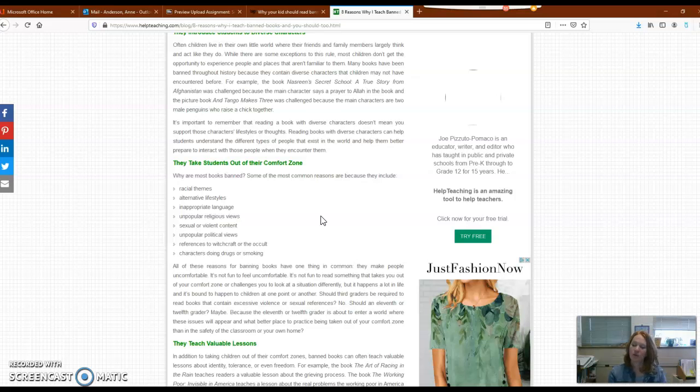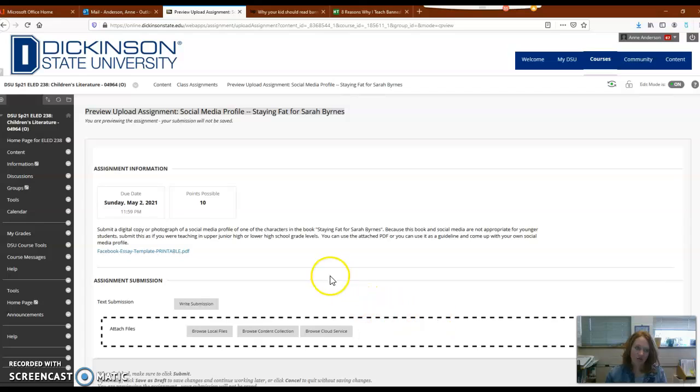Okay, so your assignment is to upload right here the social media profile for one of the characters in this book. It can be Sarah, the main character, or her friend. I think her friend's name is Eric. Yeah, Eric. Those two are the main two, but there are other people in the book as well, so you can pick what you want. This is not going to take you long. If you are into controversial books, you will get through this in a night. Seriously, it's one of those page turners that's going to keep you reading for sure.